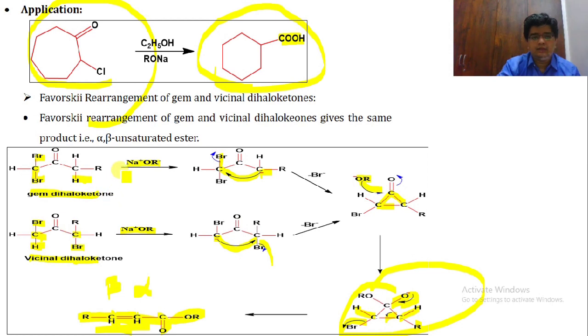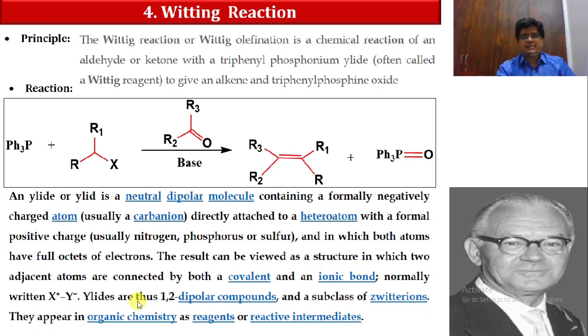when we are reacting with sodium methoxide, it will produce a similar type of product, that is alpha beta unsaturated ester compound. Okay, so now this alpha beta unsaturated ester compound. So now let us take one more example of a name reaction, that is the Wittig reaction. That is our fourth name reaction.